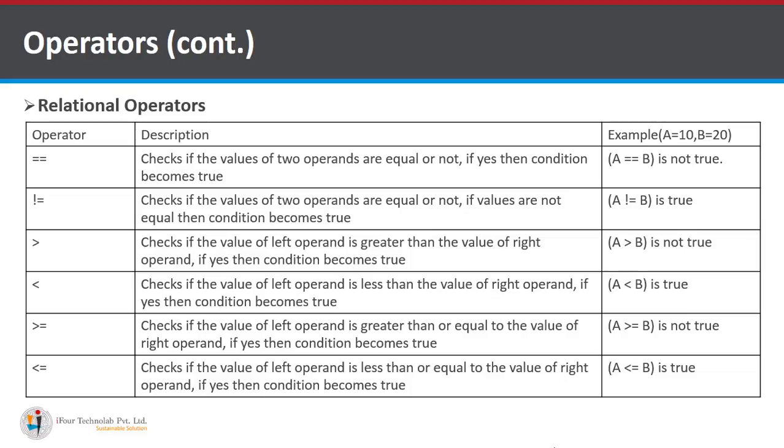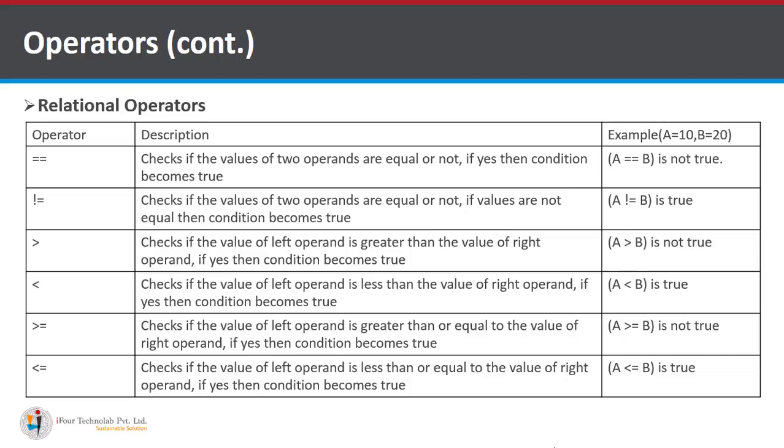Now the second one is exclamation mark equal to, which checks whether two operands are not equal. So here you can see if we compare a not equal to b, then it will return true because 10 is not equal to 20. Greater than checks if the value of the left operand is greater than the value of the right operand. If yes, then the condition becomes true. That is, if a is greater than b, so 10 is greater than 20, no, so it will return false.